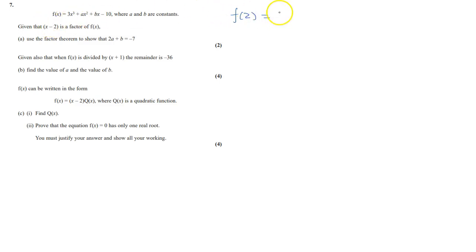we'll get 0. So 3 multiplied by 2 cubed plus a multiplied by 2 squared plus b multiplied by 2 minus 10 is equal to 0. So this is 24 minus 10, that is 14.